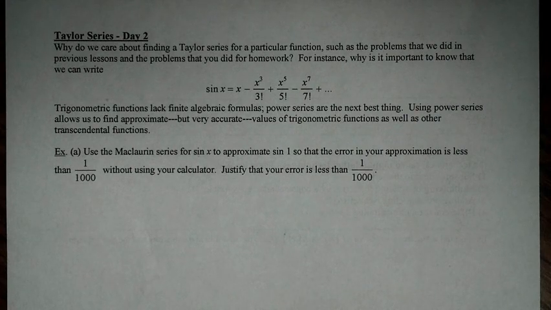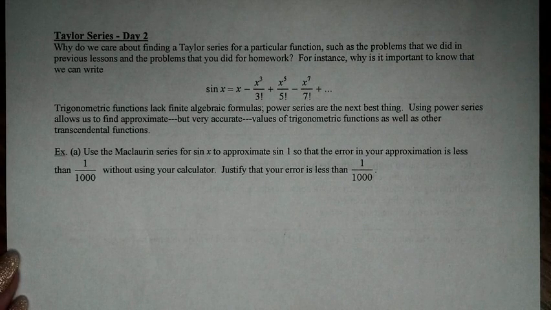thing. So using power series allows you to find an approximation. It's very accurate, okay? The values of trigonometric functions as well as other transcendental functions. Okay, so in this example, what they want you to do is use a Maclaurin series for sine of x to approximate sine of 1 so that the error on your approximation is less than 1 over 1000 without using your calculator. So they want you to justify that your error is less than 1 over 1000. So this is looking like the alternating series test, and especially the error bound.